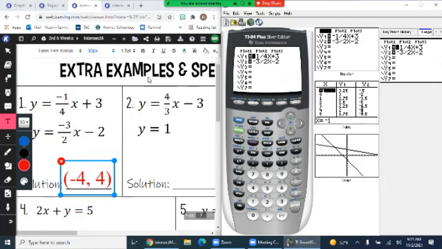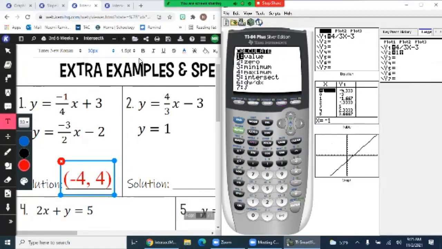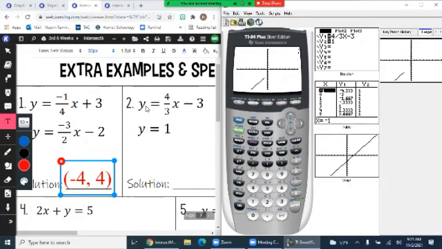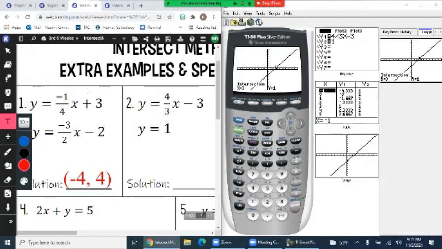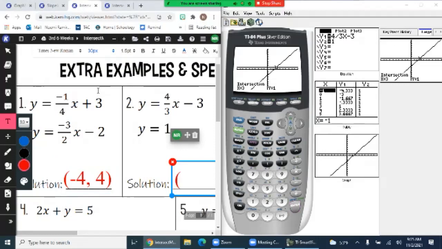Let's try the next one. Clear that out. 4/3, so 4 divided by 3x minus 3. And then y is equal to 1. You can put just a 1 into y equals. If it's x equals, that's a different problem. So second trace, 5, wait for the graph to finish graphing. And once your question pops up, you can press enter, enter, enter. And your next intersection is 3, 1.